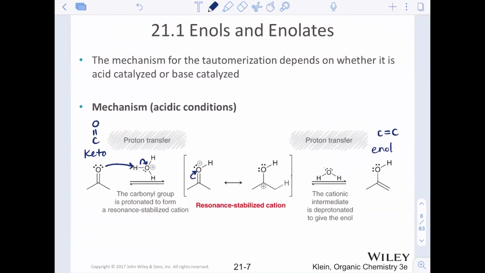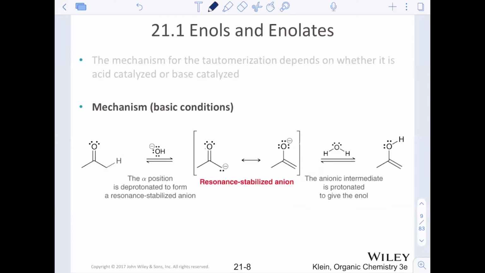And then another proton transfer, we will deprotonate the alpha hydrogen. The alpha proton can then deprotonate and roll those electrons down to be a new pi bond. All right, so it's 2 proton transfers with resonance sandwiched in the middle. Same idea with the base conditions: proton transfer, resonance, proton transfer.